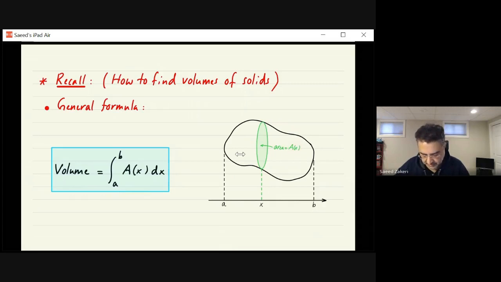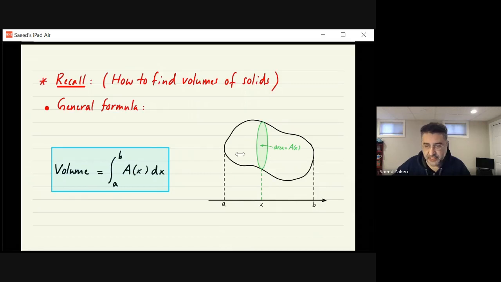That's A of x. So A of x is the area of the cross-section of the solid when you cut it above x. Here, x could be anything between a and b. Once you have this cross-sectional area function, the volume can be recovered by integrating that function from a to b. That's a general principle, and I showed you some examples using this general formula.